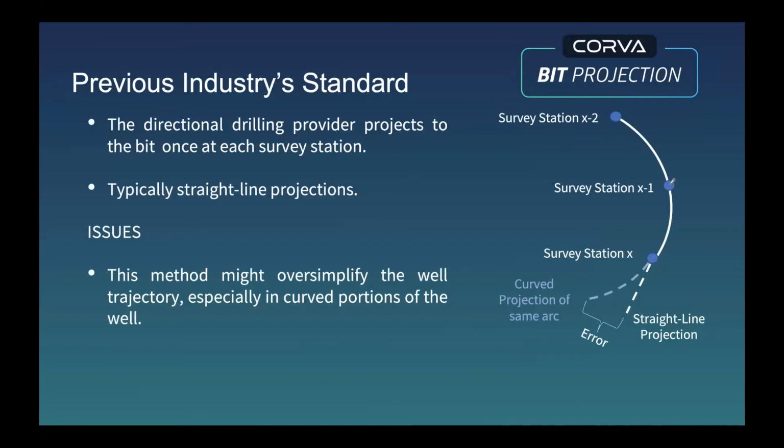So at this survey station, when I got it, they projected the bit at straight line projection here, but you can actually see the actual path was curved across that same interval, which is also what we're displaying here. We know that it is never going to drill in a perfectly straight line, so the actual wellbore path is along this curved arc. This margin right here is the error that you get from simply doing straight line projections.